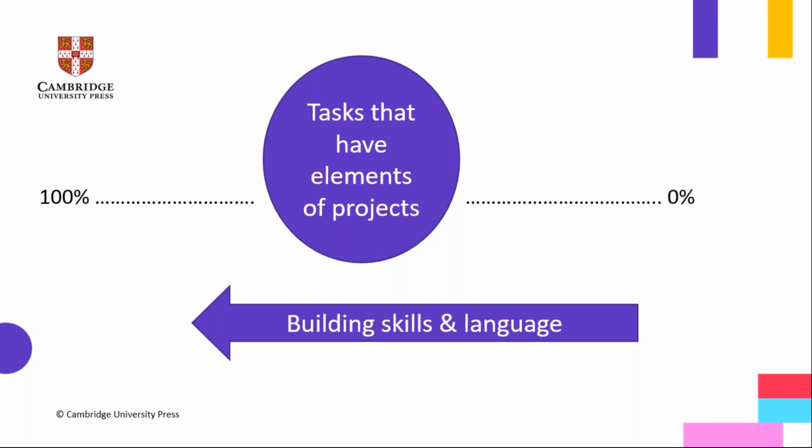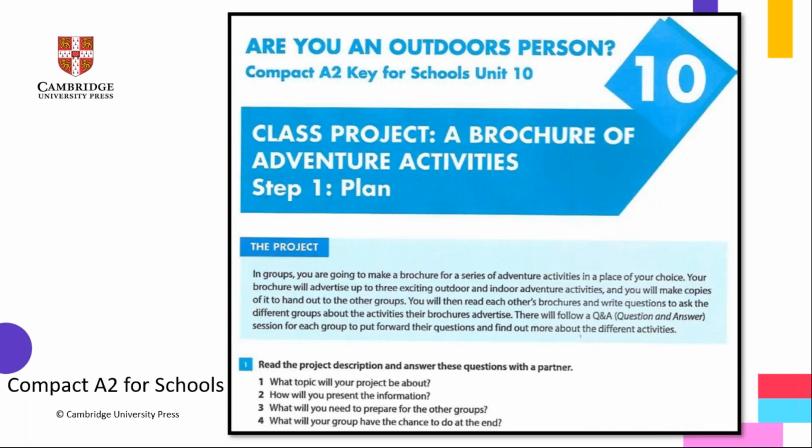So what I want to show you now is a selection of activities that show how we can do this with project work. So when you look at this, you say, well, hold on, it's not completely autonomous. That's why we're building up those skills. So this is from a book, Compact, which is for A2 students. So we know that A2 students probably need a lot of help.